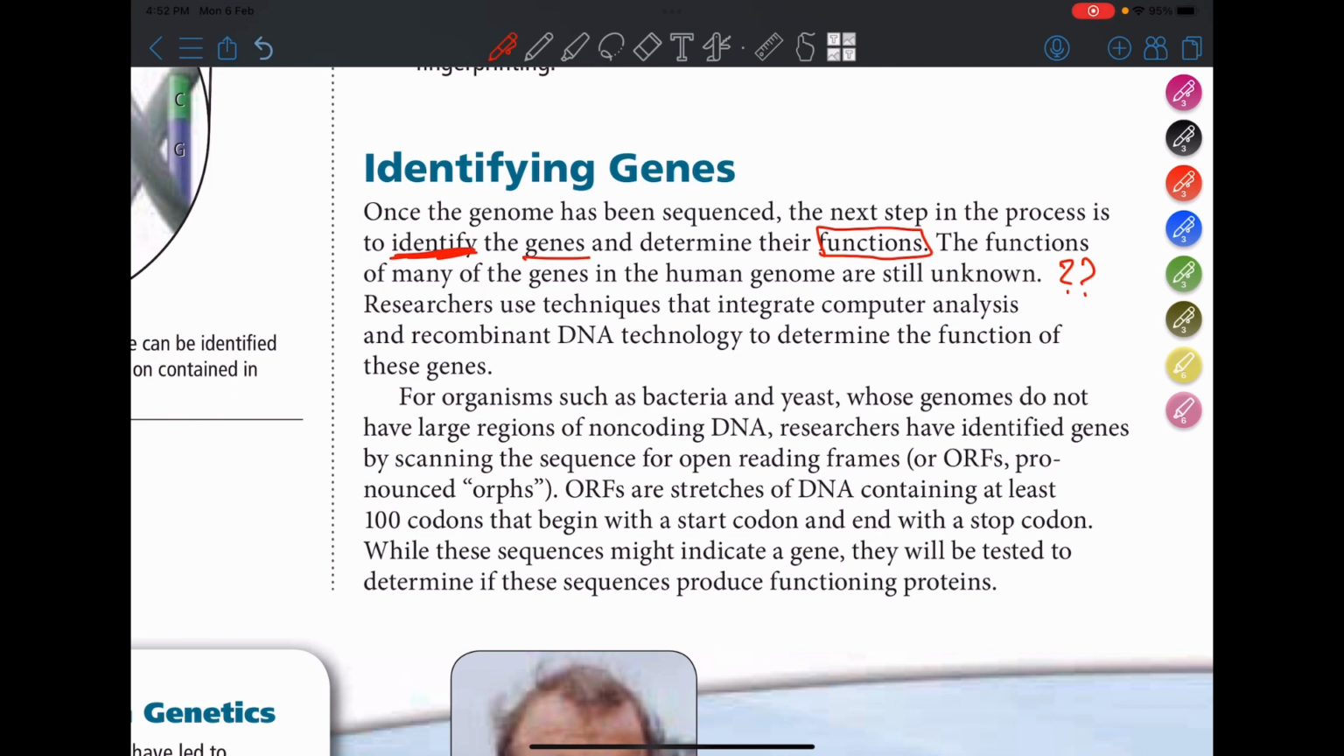Now, researchers use techniques that integrate computer analysis and recombinant DNA to determine the function of these genes. So how do researchers identify genes and their functions? Well, they do that by using computer analysis and recombinant DNA technology.